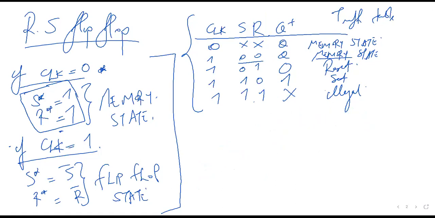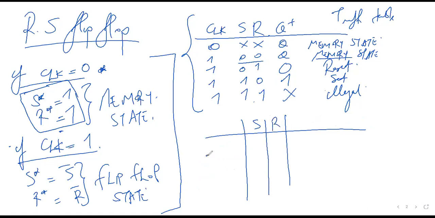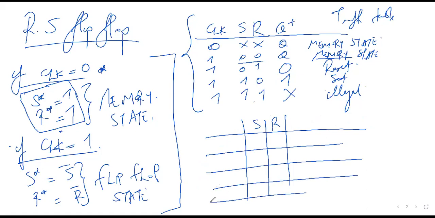So what I have here is an S and an R. 0, 1, 0, 1, 0, 0, 1, 1. So I have a Q. I have a Q plus. Next state.